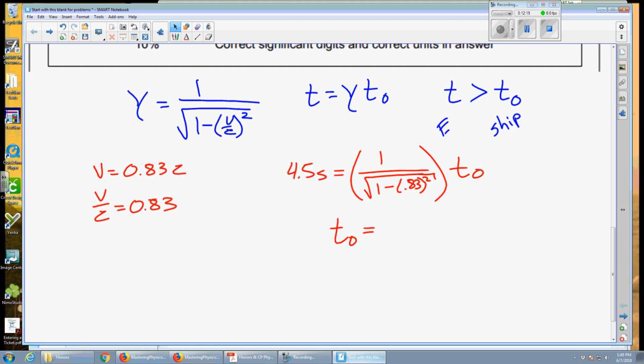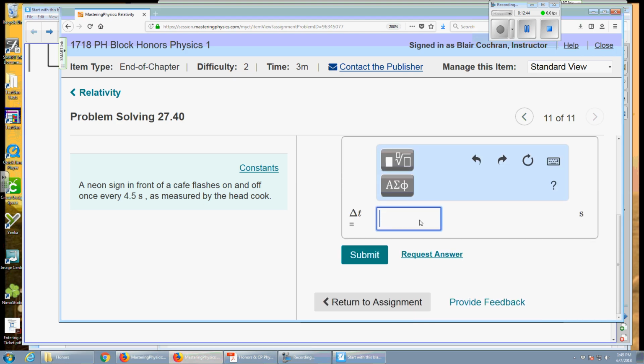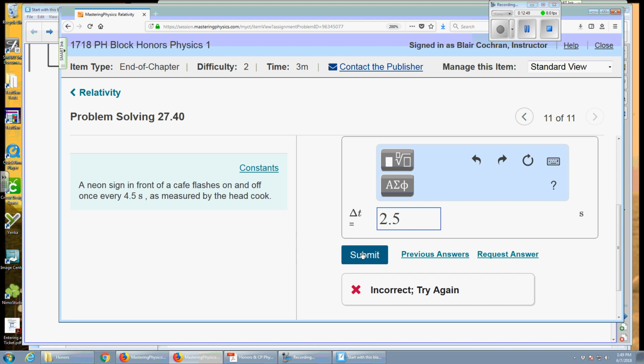And I want to see if I get this one right. Now I'm having doubts. I got 2.51. Let's see. 2 sig figs. Yeah, nope.